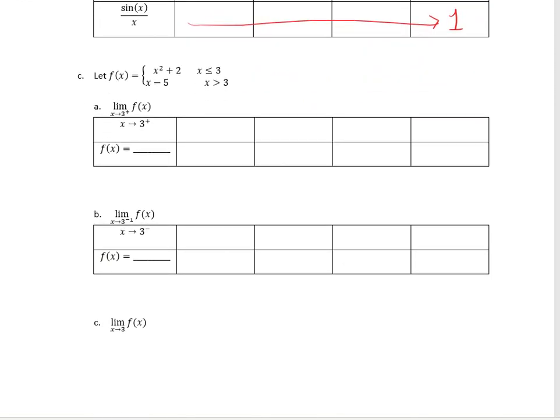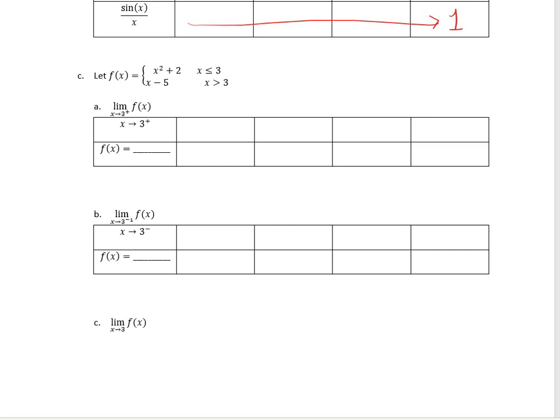Alright, now let's look at a piecewise function. We're going to let f of x equal, now we have two choices depending on what our x value is. If our x value is less than or equal to 3, we plug x into x squared plus 2 to get our y value. If our x values are greater than 3, we plug it into x minus 5 to get our y value. For this first one, we have the limit as x approaches 3 from the right.